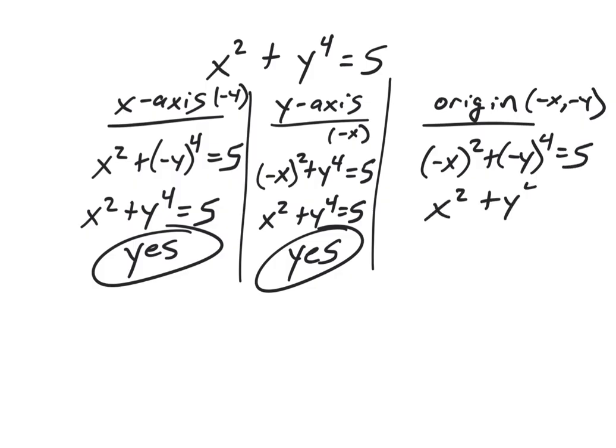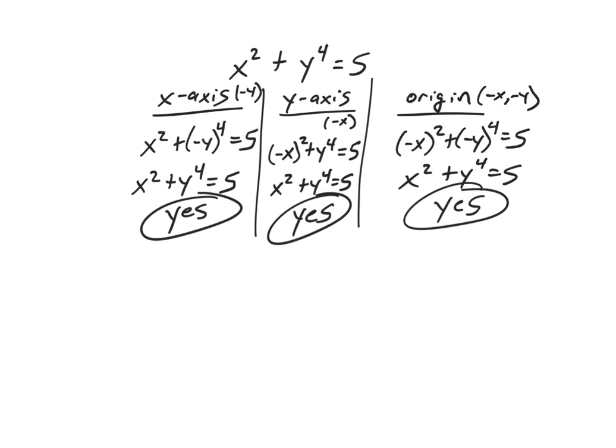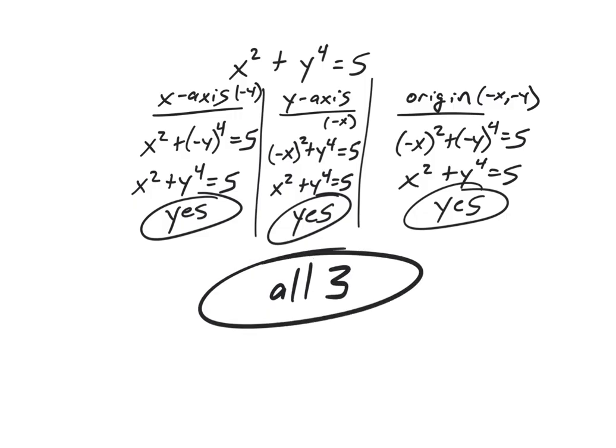Both of these will become positive. And so once again, it would be yes. So this one is symmetrical to all three: the x-axis, the y-axis, and the origin. Anybody got an idea of what a graph of something that is symmetrical to all three would look like?